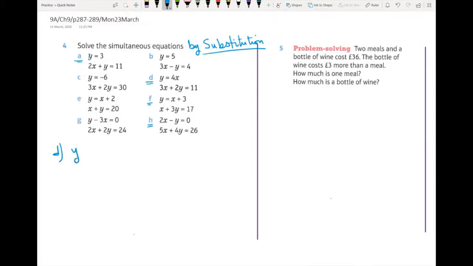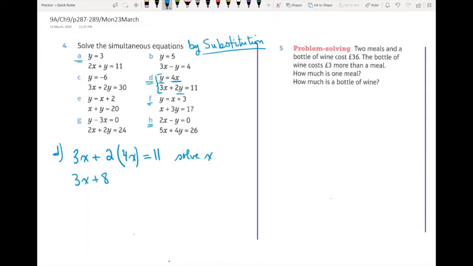D is y equals 4x and 3x plus 2y equals 11. These are the two equations. So I take the value of y and replace it in the other equation. So 3x plus 2, open brackets, what is the value of y in the first equation? It is 4x. So we continue, equals 11, and now you solve for x.